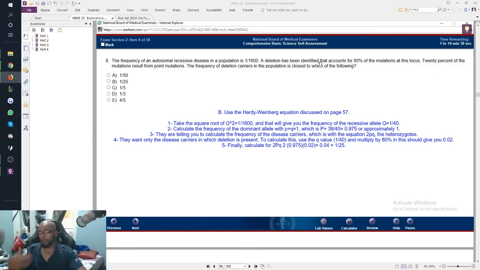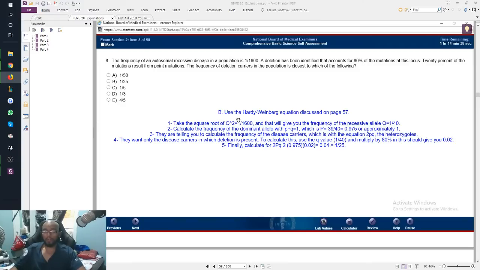Well, you really just want to take it very, very systemically. First, find your P and Q. Find all of that, right? It's very, very systemic stuff. Find the P, find the Q, get your Hardy-Weinberg equation stuff together, then tackle the question. Because what is the question? They just want to know the frequency of deletion carriers, right? And a deletion has been identified that accounts for 80% of mutations. 20% of those mutations result from point mutations. So you got to figure out what deletion they're talking about too. The question isn't exactly very, very precise, but you got to get started, right?